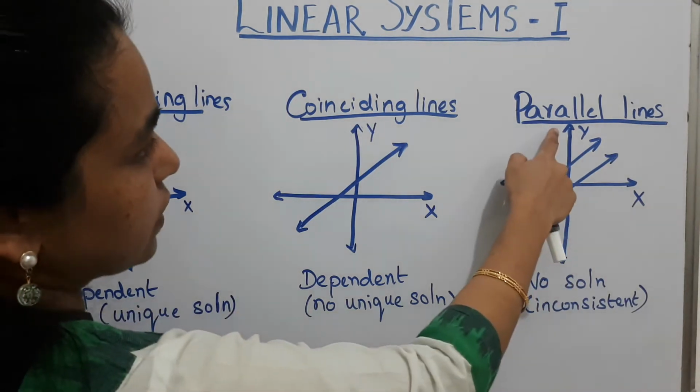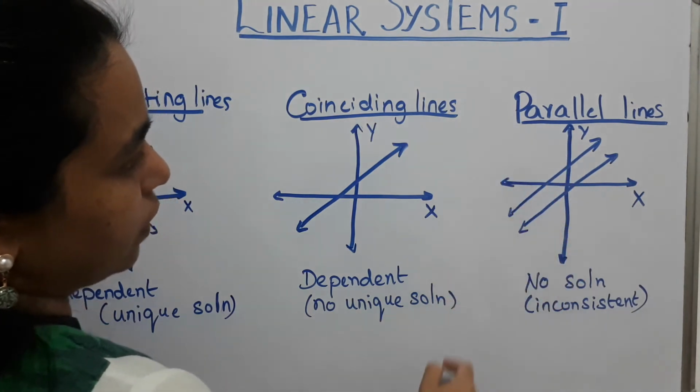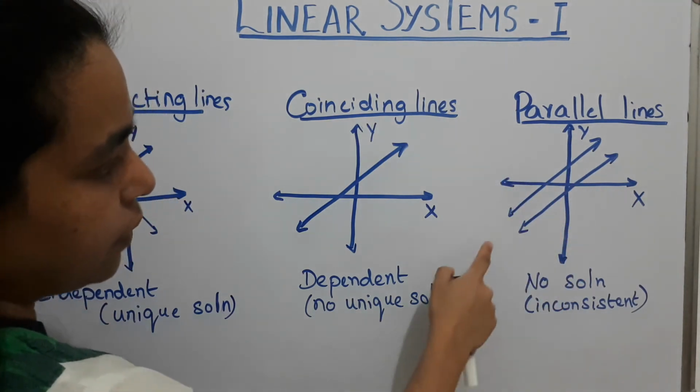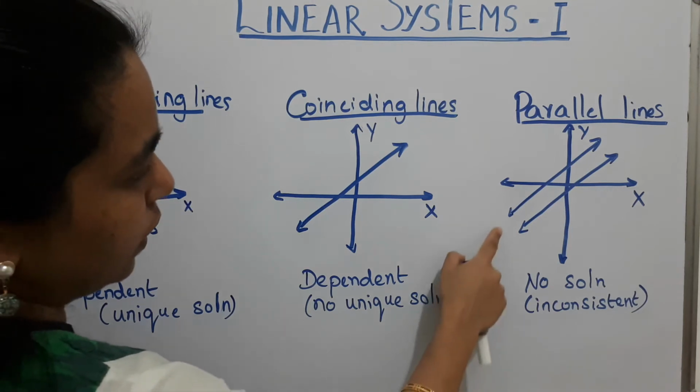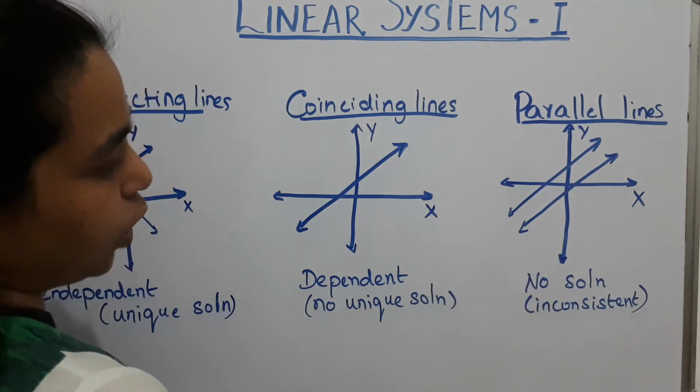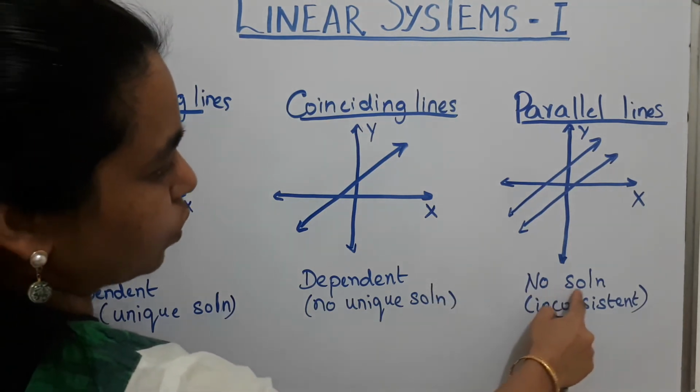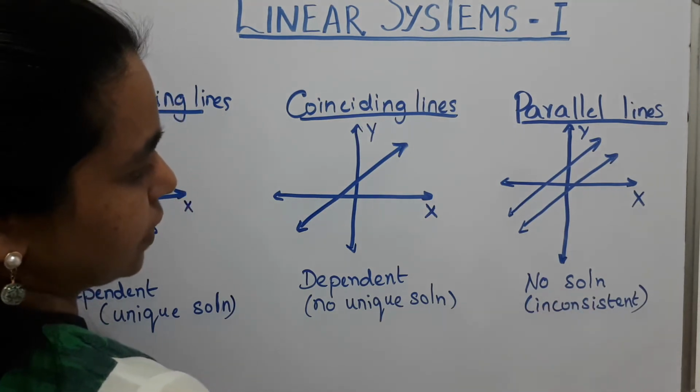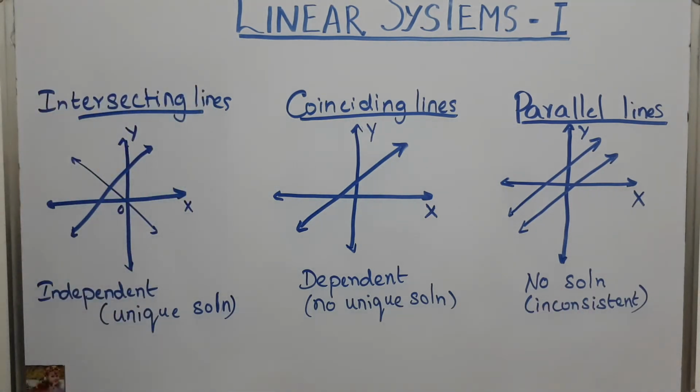And the next one is parallel lines. If both graphs are parallel to each other, they never intersect, so they will not produce any solution. So that is no solution, and it is inconsistent. So these are the three types of graphical solutions you get when you are solving a system of equations using graphing.